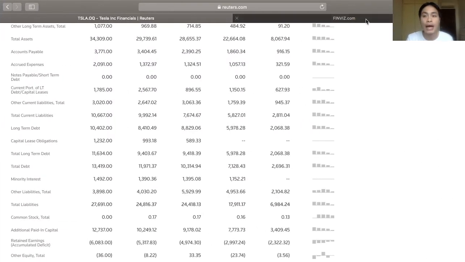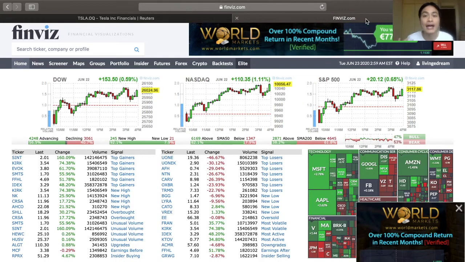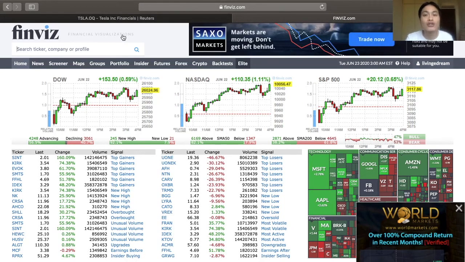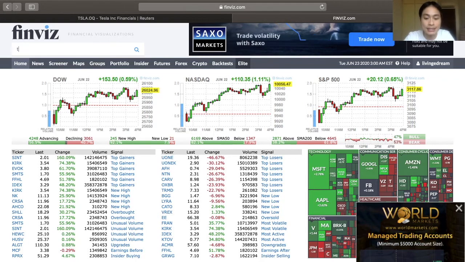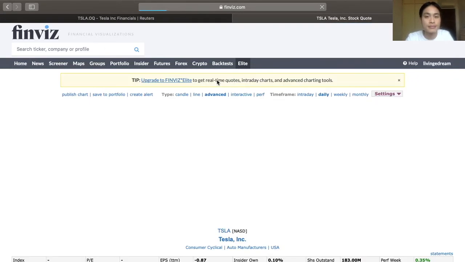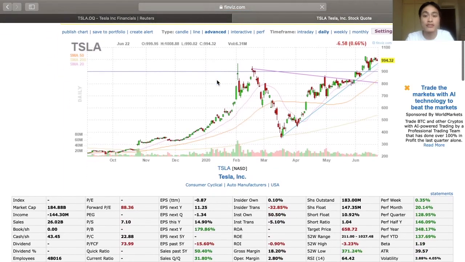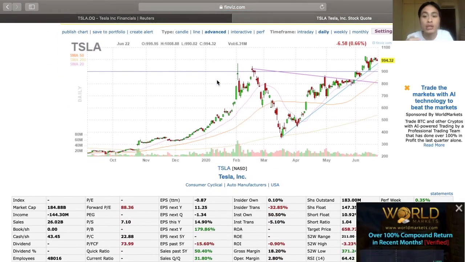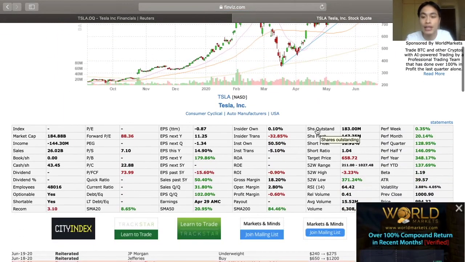And to do that, I use Finviz, right? Finviz is another financial website. So the first thing that I want to do is key in the ticker symbol for Tesla. The ticker symbol for Tesla is TSLA. So this will bring me to the page for Tesla, and I want to look out for the total shares outstanding. Down here, you can see that the total shares outstanding is 183 million.